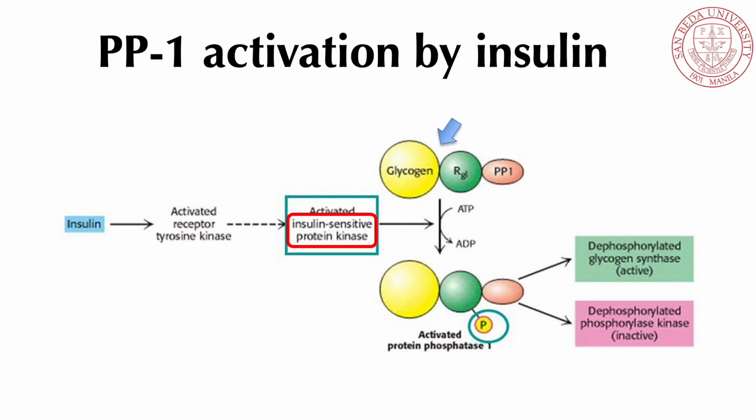Again, note what was discussed in an earlier video about the enzymes being in close proximity to their substrate glycogen. Now, by activating hepatic protein phosphatase 1, glycogen synthase gets dephosphorylated and activated. Phosphorylase kinase also gets dephosphorylated, but it gets deactivated in the process. The end result is activation of glycogenesis.